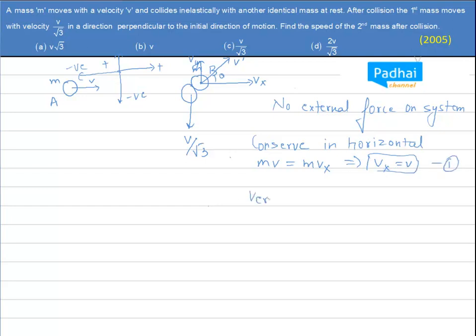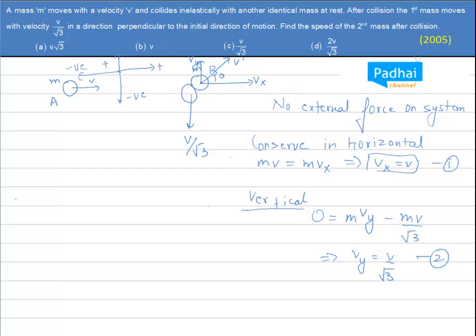Now conserve the momentum in the vertical direction. Initially there was no momentum in the vertical direction because A was moving in the horizontal direction, and B was stationary. That means 0 will be equal to, afterwards, block B is having a momentum m into Vy in the upward direction, and block A is having a momentum in the downward direction, minus mv by root 3. That means Vy will be equal to v by root 3.